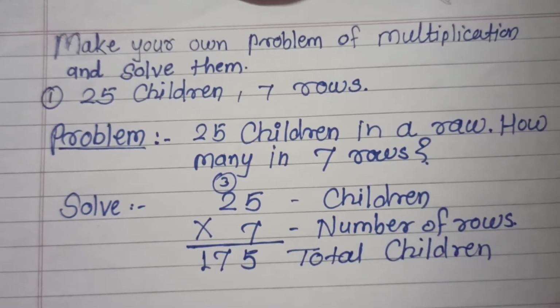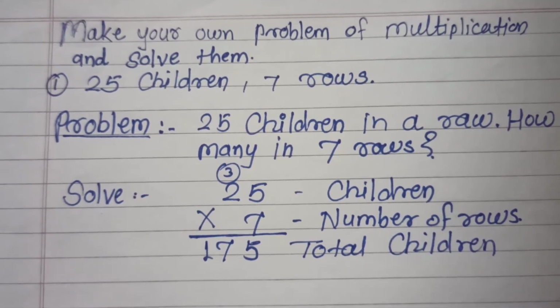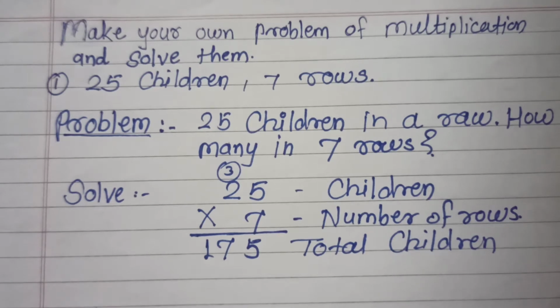See this total children. First of all, we are given only the information, and we made the word problem of multiplication in our own words and solved it. There are a total of 175 children in 7 rows.